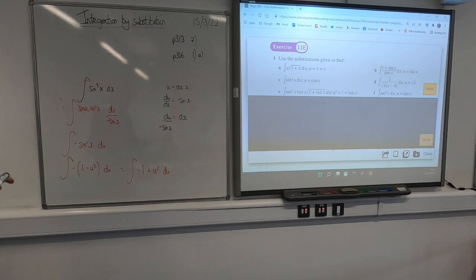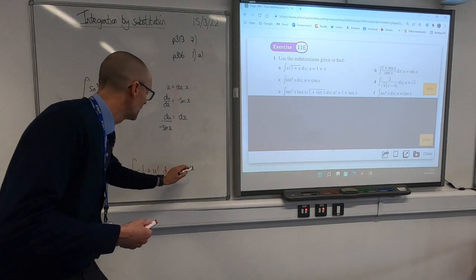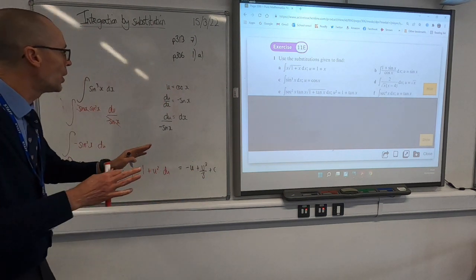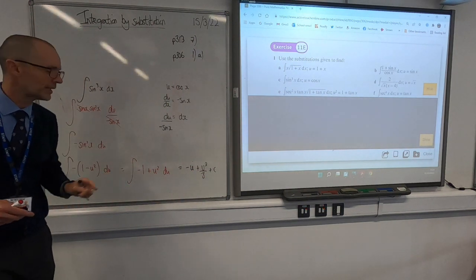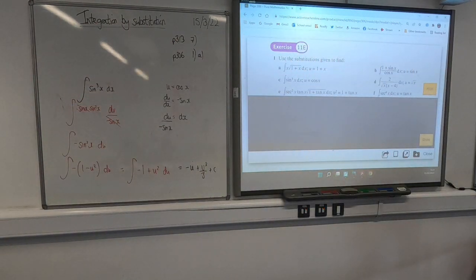So when I integrate, and I'm sorry this was rushed as is often the case, you get minus u plus u cubed over 3 plus c, or minus cos x plus cos cubed x over 3 plus c.